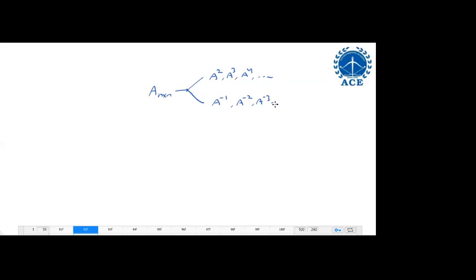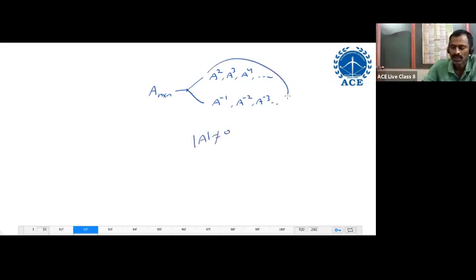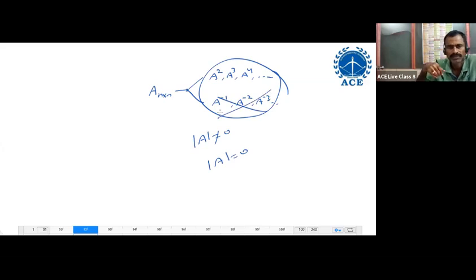Okay, sir. And that equal to 0, that not equal to 0 is for singular and non-singular. That's all. Determinant is not equal to 0, both positive and negative powers are possible. Suppose the determinant is 0, negative powers are not possible.